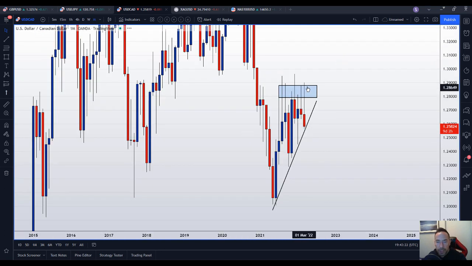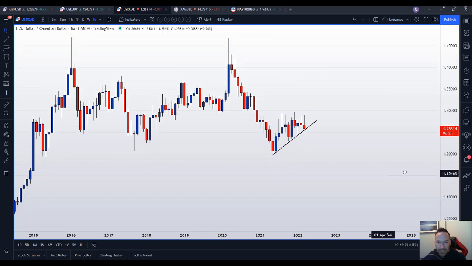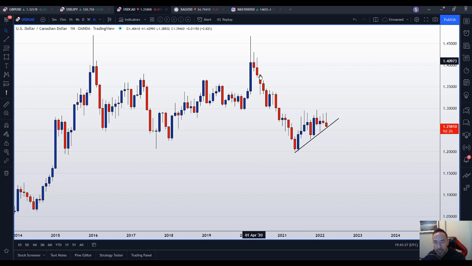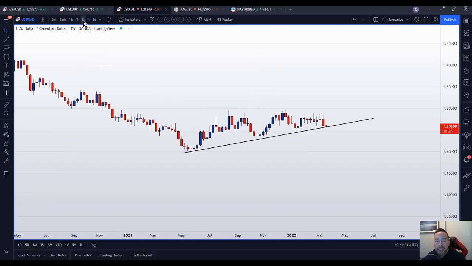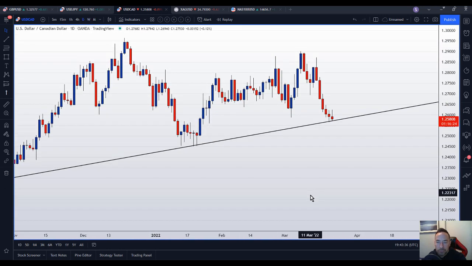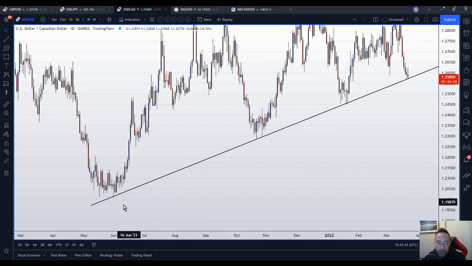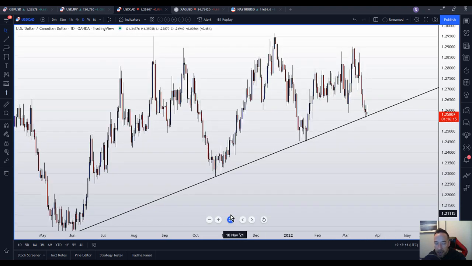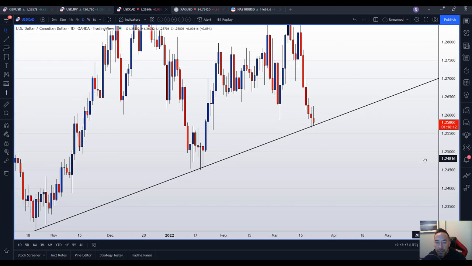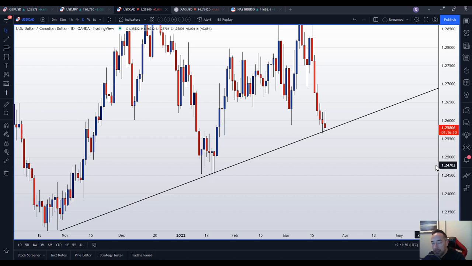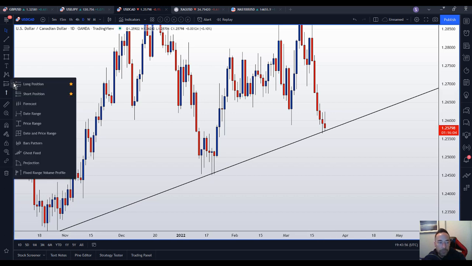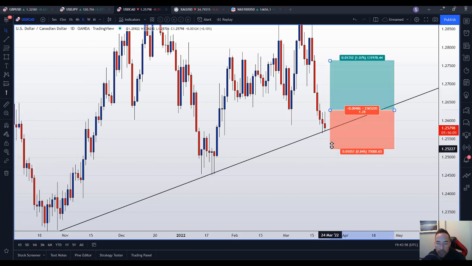Bigger picture though, if we look at this, potentially it could be a correction of this impulse here, kind of a flag pattern, and we could see price drop down. So I am waiting on this really before I get involved. Obviously what I like to see is price reacts off this trend line and we see buyers come in. Now if you did want to place a trade, then you could consider a buy stop above today's daily candle, for instance, something like that. Stops below the low.